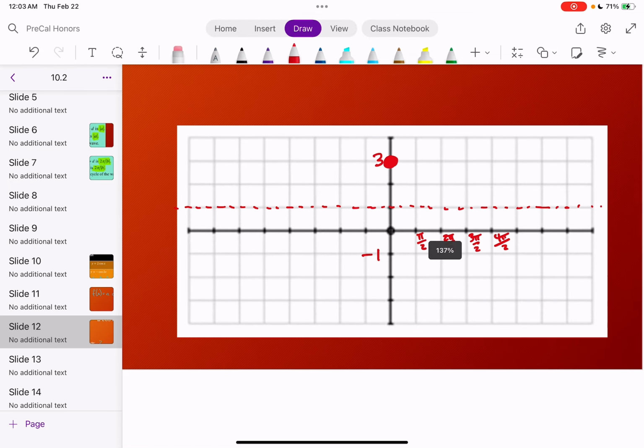Now, since we are already starting at the maximum, we know that our next point would be at the midline. Next point after that would be at the minimum. At 3 pi over 2, it would be at the midline again. And at 4 pi over 2, it would be at the maximum. We go ahead and connect the dots.